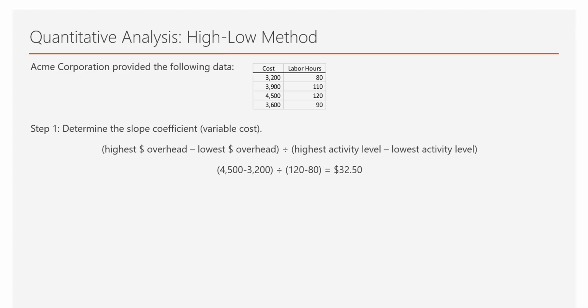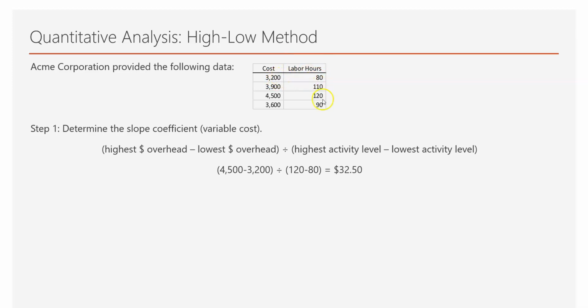So how am I going to do that? Well, I'm going to take the highest amount of overhead and the lowest amount of overhead. So I'm picking out my highest and lowest data points. So what are my highest and lowest data points? Well, we'll take the lowest. My lowest is this first period here, 80 units, $3,200 in costs.